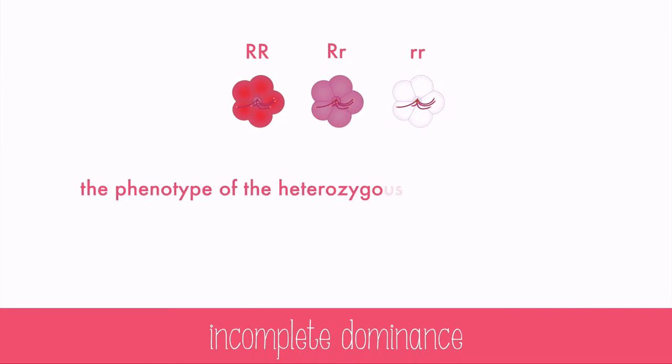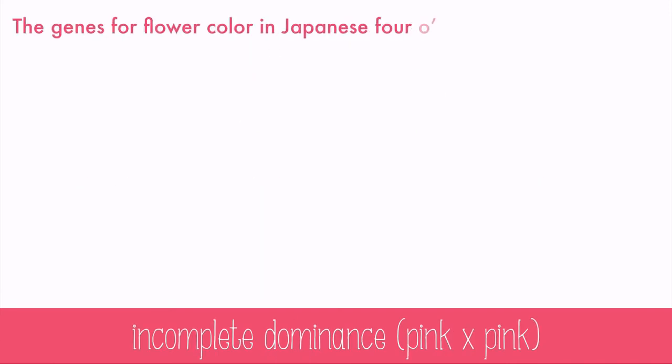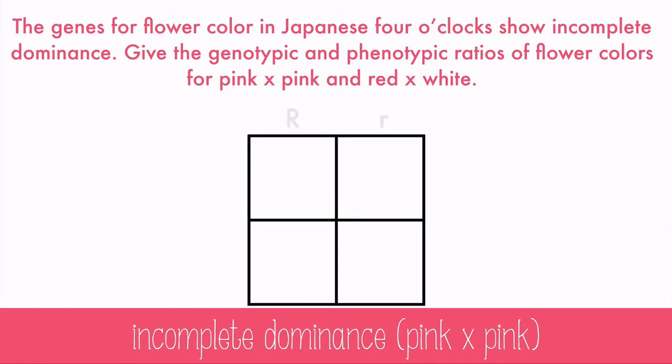Incomplete dominance is when the phenotype of the heterozygous genotype is a blend of the 2 homozygous phenotypes. Let's try a problem. The genes for flower color in Japanese 4 o'clocks show incomplete dominance. Give the genotypic and phenotypic ratios of flower colors for pink by pink and red by white. Let's cross 2 pink flowers first. They have red and white alleles.